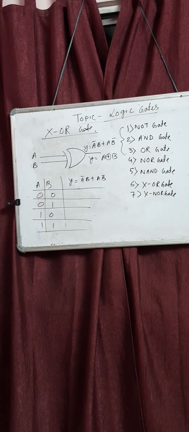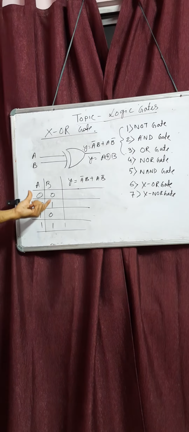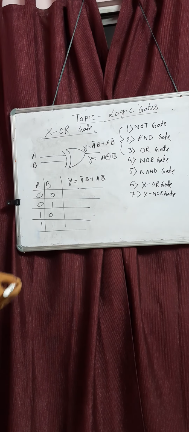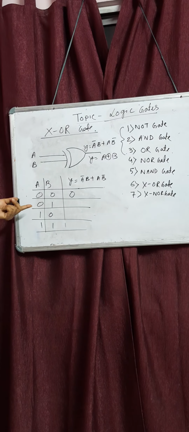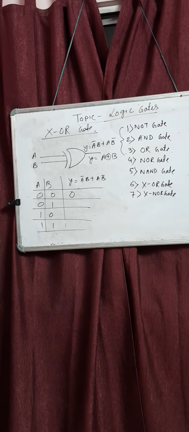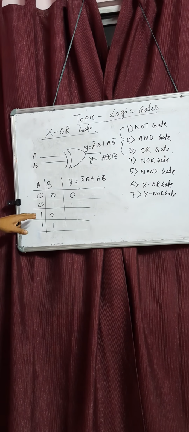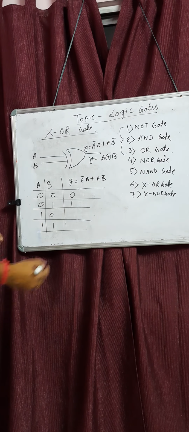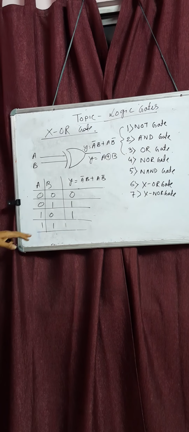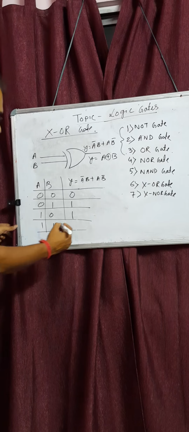Now you see for this 0 0. In case of XOR gate, you know that when both the inputs are 0, at that time output will be 0. And when one input is 0 and another input is 1, output will be 1. Again, one input is 1, another input is 0, output will be 1. And when both inputs are the same, at that time output will be 0.